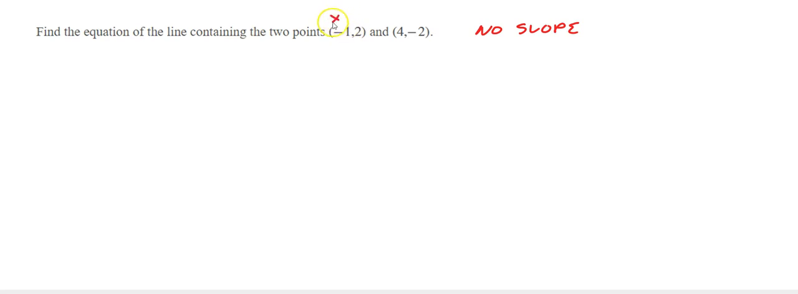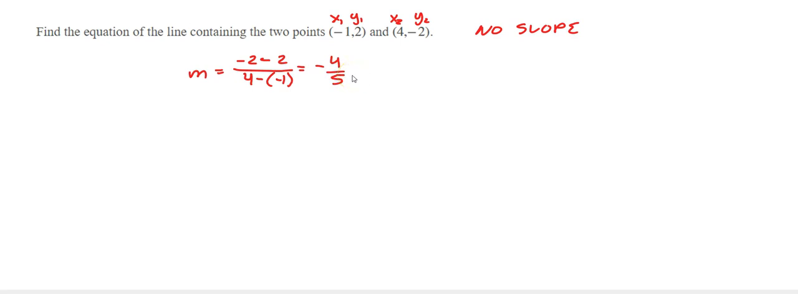Well, we have an x1, we have a y1, we have an x2, we have a y2. Let's put it into our equation. M is going to equal, well, my y2 is a negative 2. My y1, I have to subtract it, minus 2. All over my x2, which is 4, minus a negative 1. Stick with the formula. Remember that. When you do the math on this, you're going to end up getting negative 4/5.